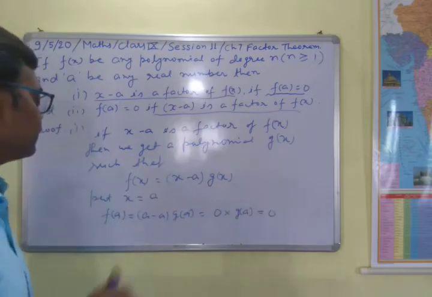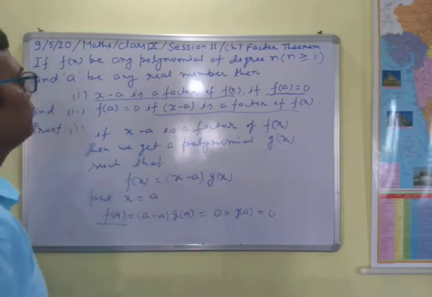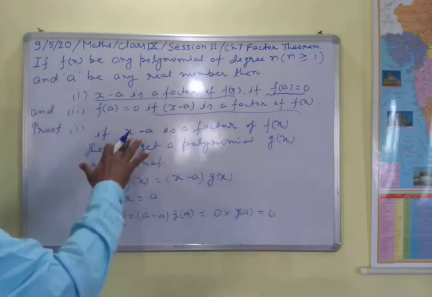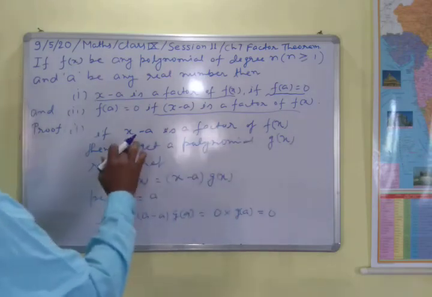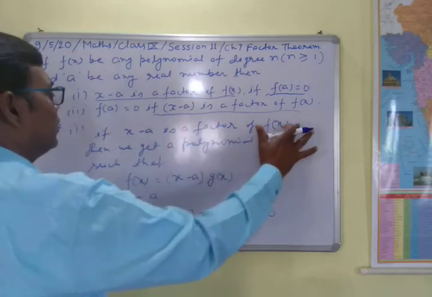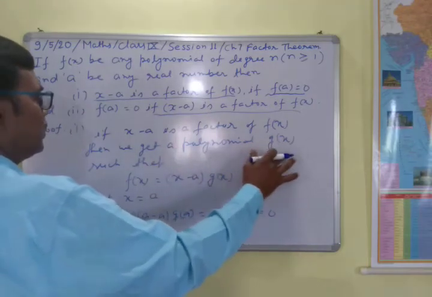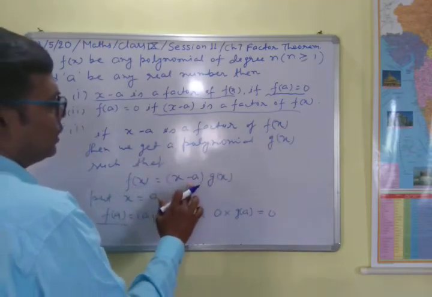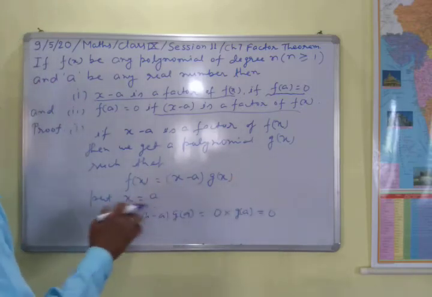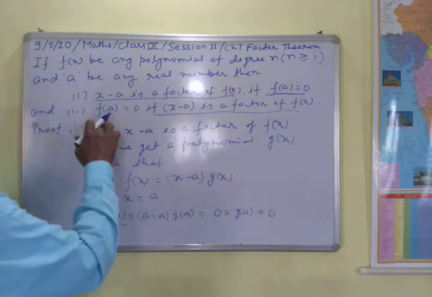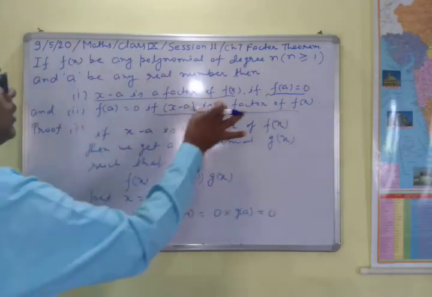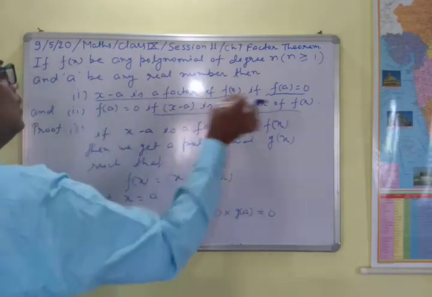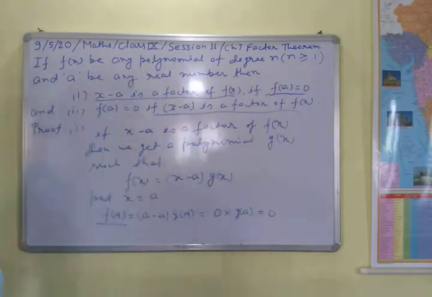So here we get f(a) equal to 0, because when we suppose that x minus a is a factor of f(x), then we get polynomial g(x), and f(x) equals (x minus a) into g(x), and when we put x equal to a, then we get f(a) equal to 0. So when x minus a is a factor of f(x), then f(a) equals 0. When this is true, then this is true, and when this is true, then this is true. So this is the factor theorem.